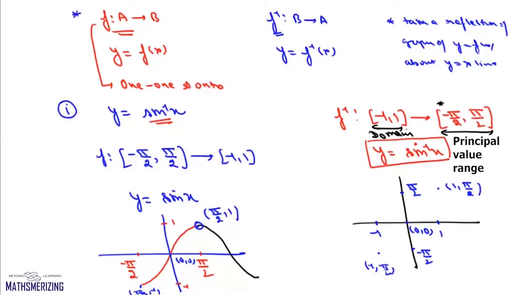So we'll draw a freehand sketch. Now this is the graph of sine inverse of x. And as is evident from the graph, sine inverse x is an increasing function. We'll need this information when we are going to solve inequality problems.